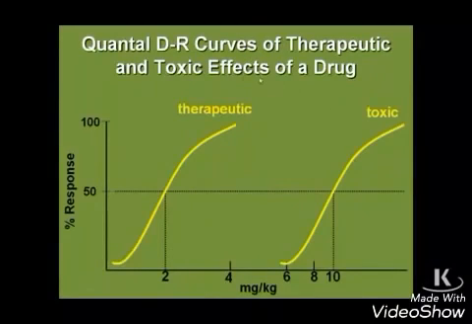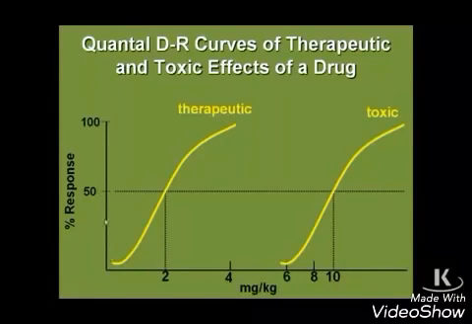When we look at the therapeutic index, you can actually calculate a therapeutic index by using this type of curve that shows you the therapeutic response as well as the toxic response in the population. So here you're plotting the dose of the drug in milligrams per kilogram versus the percent response. But importantly, this is the percent of people responding to your drug.